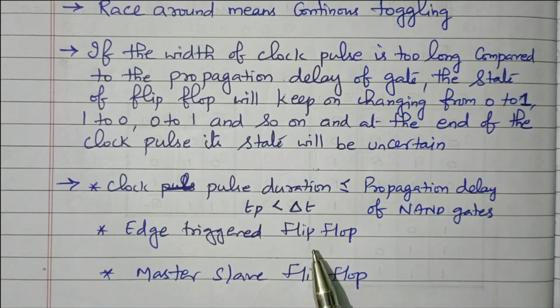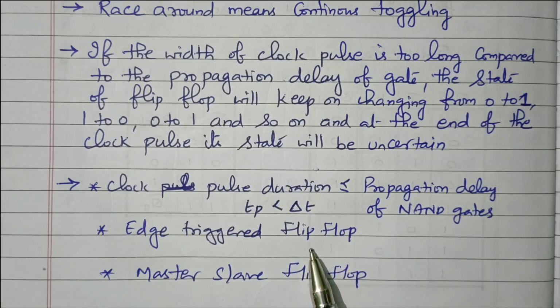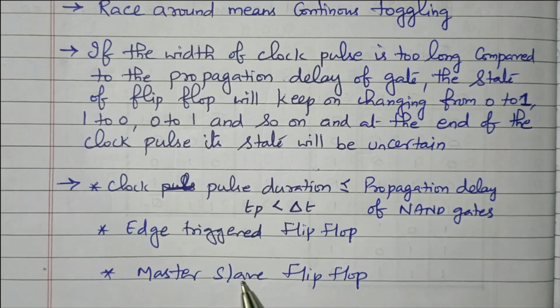Edge trigger means during positive edge or negative edge. When the clock pulse changes from 0 to 1, it is a positive edge triggering. 1 to 0 is a negative edge triggering. That is one possibility. Another possibility is master slave flip-flop. Right? So these two cases are available. By using master slave or edge trigger, we can avoid this race around condition. So in this video we discuss race around condition in the flip-flop.